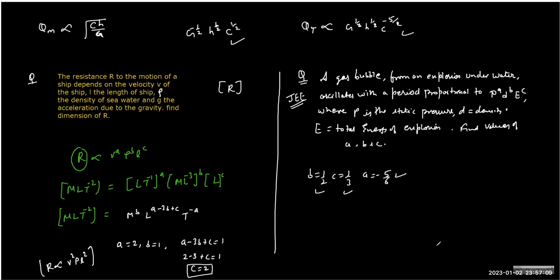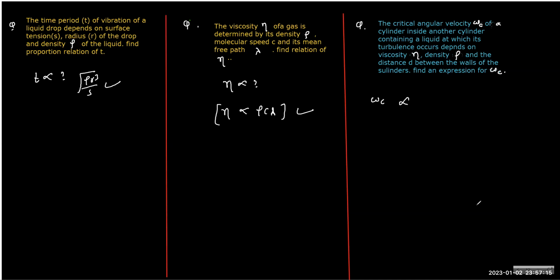Okay, I think in this question, tell me, 1 minus 1 minus 2. And once again, eta by rho d square. Yeah, that's correct. Very good.